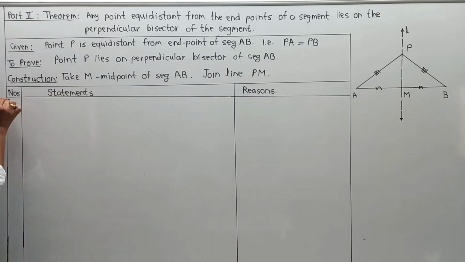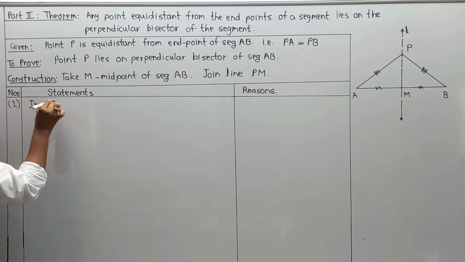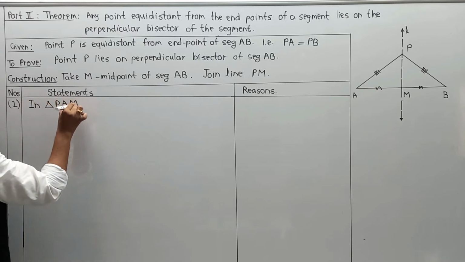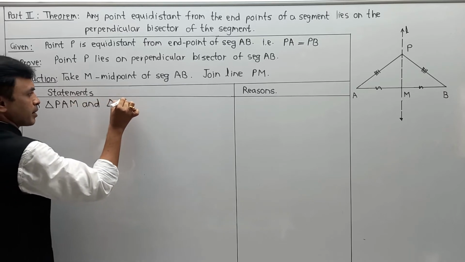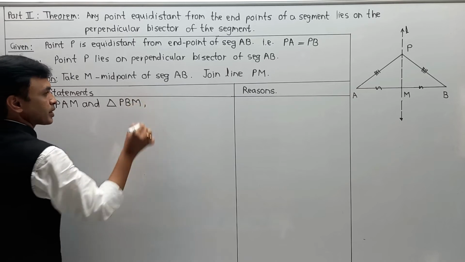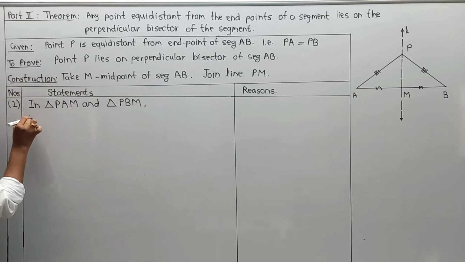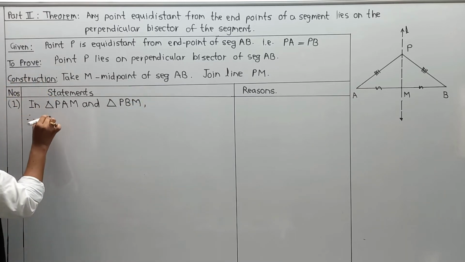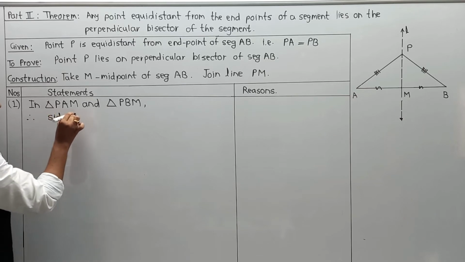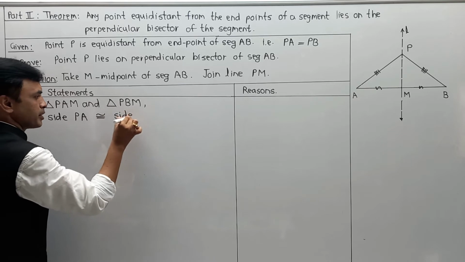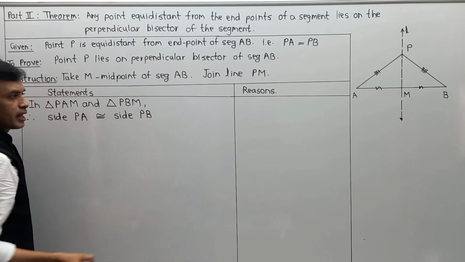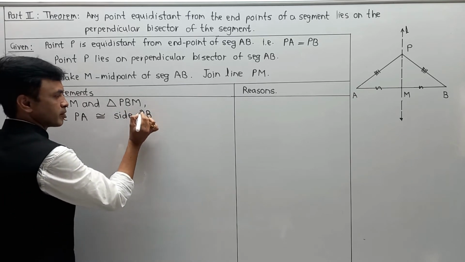And a part is, first, in triangle PAM, and in triangle PBM, here side PA congruent to side PB, they have given it, so we are going to write it as given.